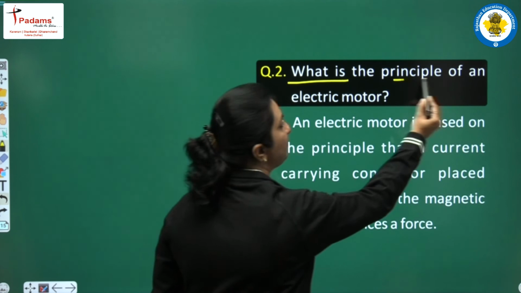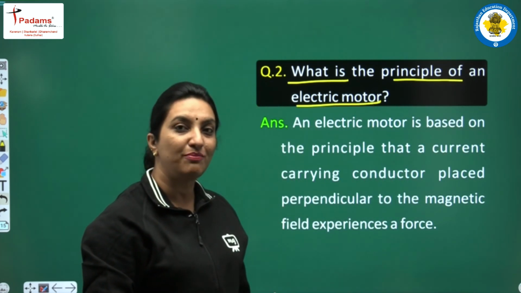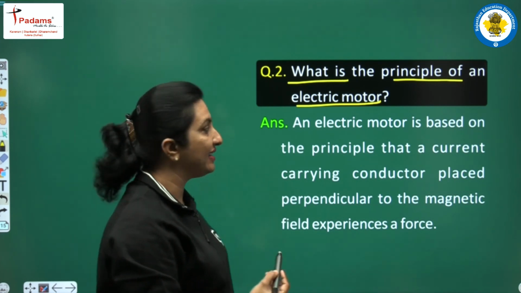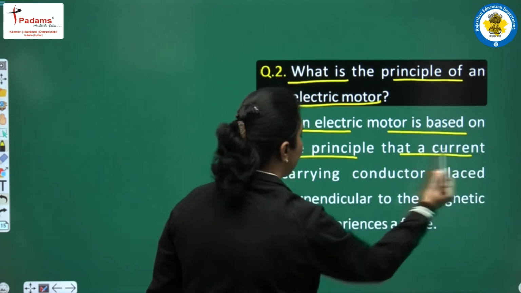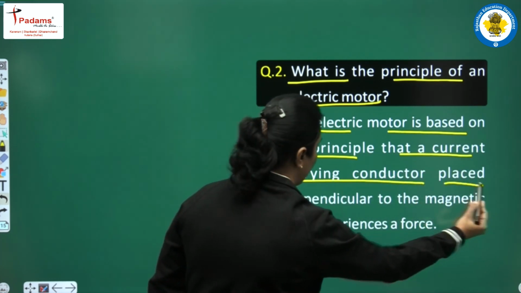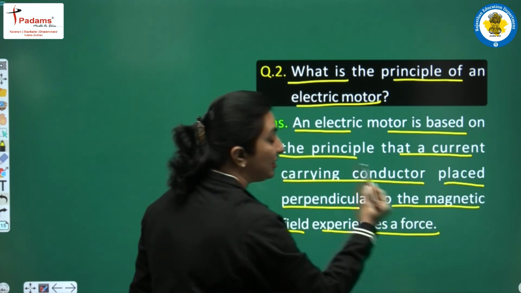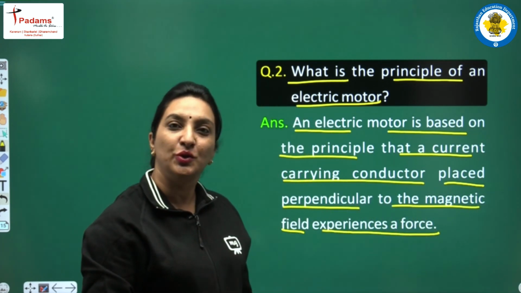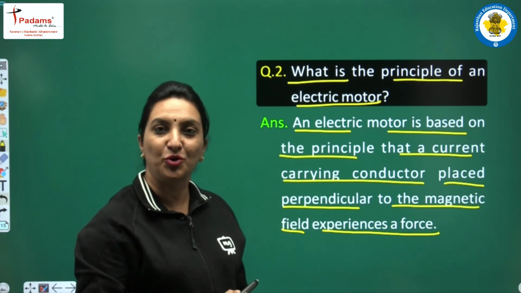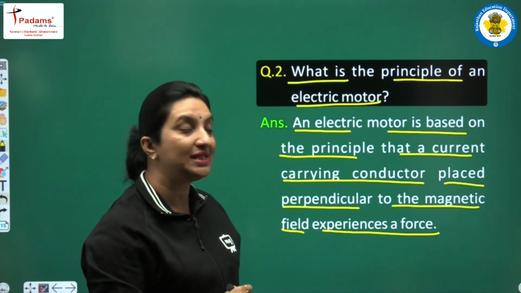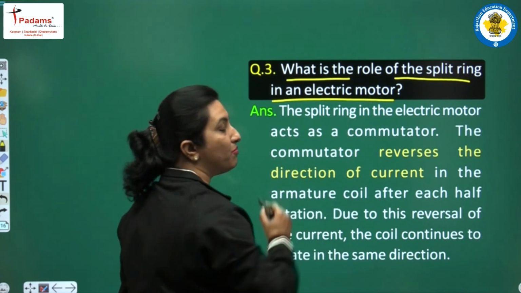What is the principle of an electric motor? Today we have done the principle of an electric motor. So students, we will write the answer like this. An electric motor is based on the principle that a current carrying conductor placed perpendicular to the magnetic field experiences a force, and this we have used in the electric motor as the principle of electric motor. Now there is one more problem. Let's see what it is. What is the role of the split ring in an electric motor?